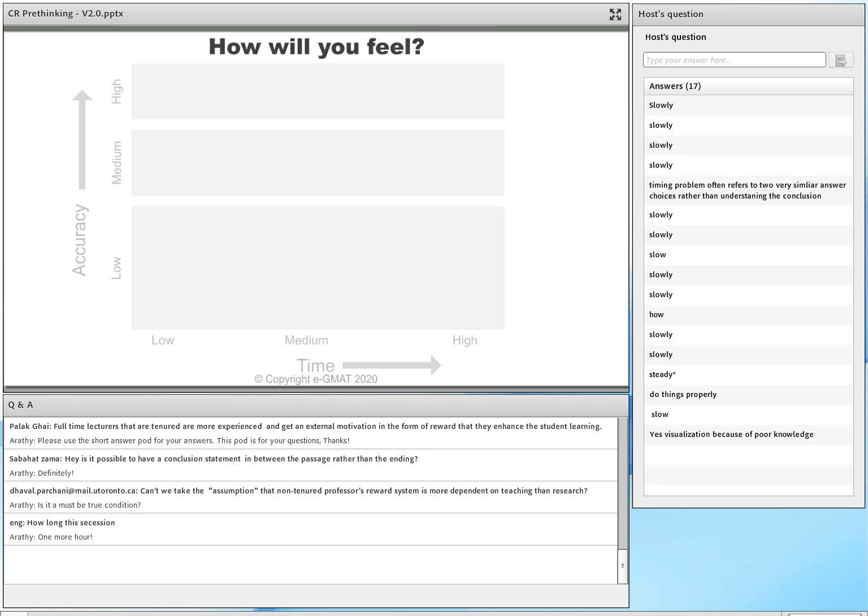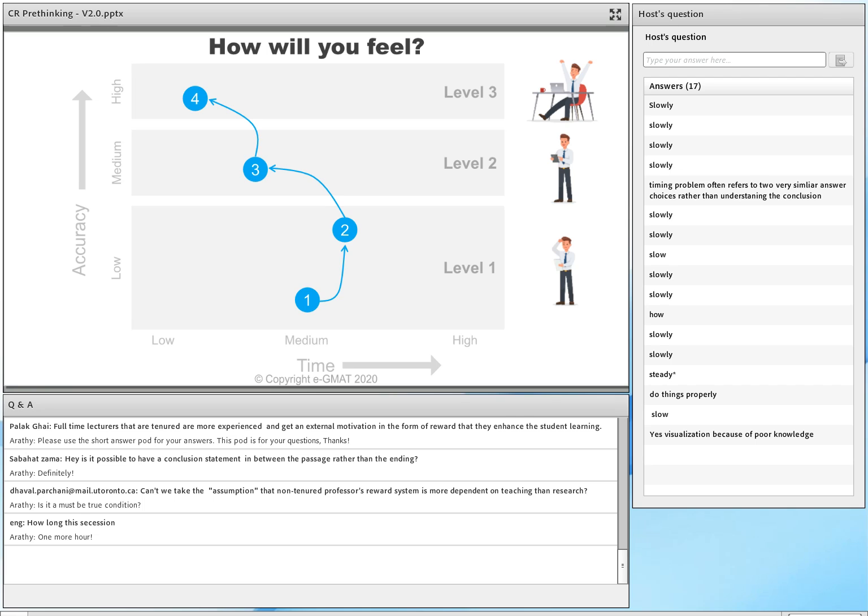Okay, so here is how you're going to feel as you start doing pre-thinking. Let's say you are at step 1, where your accuracy to answer CR questions is low, and your time to answer questions is medium. And this is all relative, because each one of you is going to have a different data point on this chart. But each one of you is going to go through the same journey. The moment you start doing pre-thinking, two things will happen. You will get more questions correct, your accuracy will go up, but you will also take longer. Why? Because you're deliberately reading things slowly.